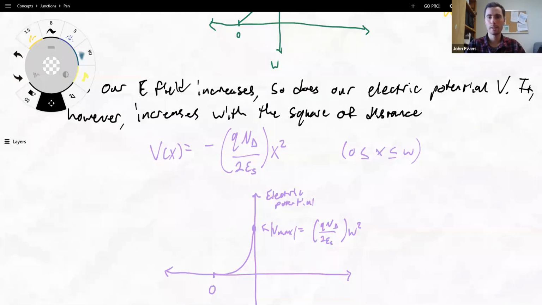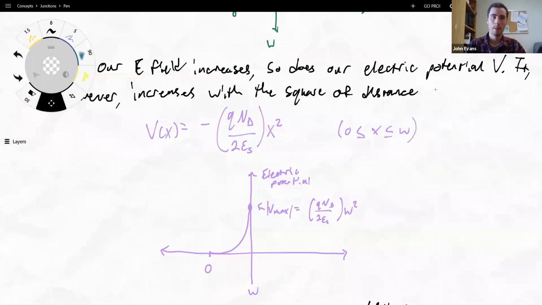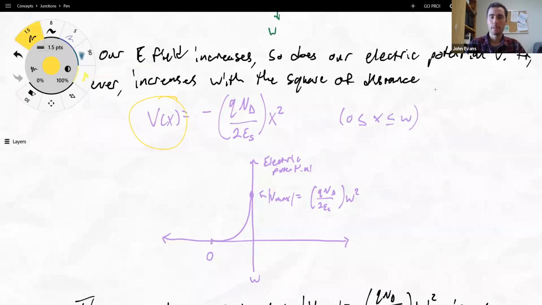So it's going to increase with the square of distance. So our potential energy, our electric potential energy, or our voltage, is going to be equal to negative. This is just making sure that we're using the right sign for our electrons and holes. The fundamental charge times the number of dopants. So our charge density again, now divided by 2 times our dielectric constant, multiplied by your distance x squared, again, within your depletion width.